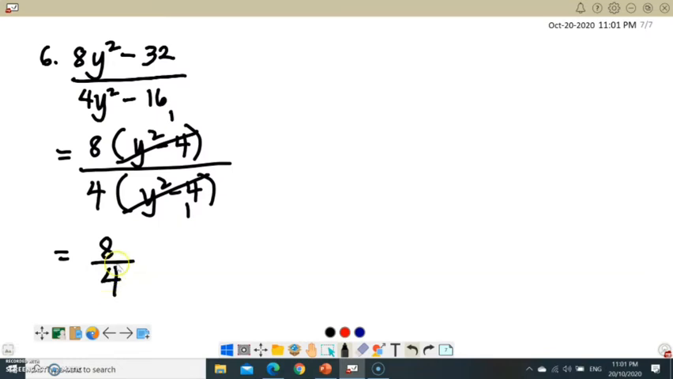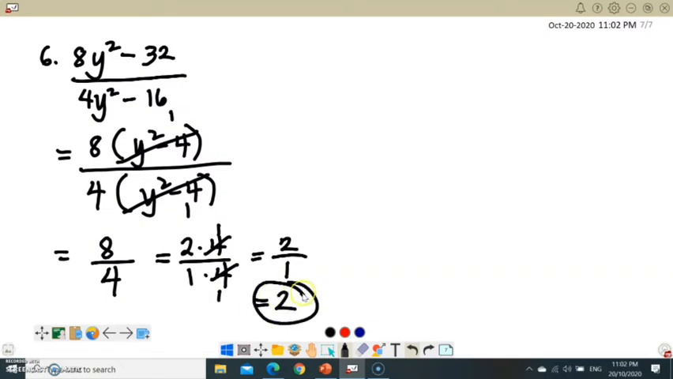Okay, now take a look at this one, 8 over 4. Still, you can simplify it. So we need to factor the numerator. We have 2 times 4 over 1 times 4. So we cancel 4 and 4. It's 1 and 1. 2 times 1 is equal to 2 over 1 times 1 is equal to 1. Therefore, the simplest form of 8y squared minus 32 over 4y squared minus 16 is equal to 2.